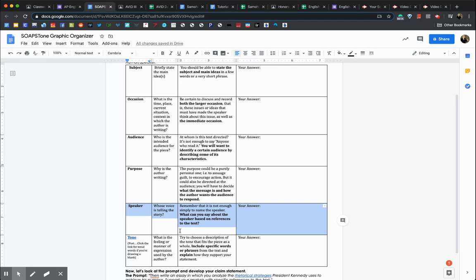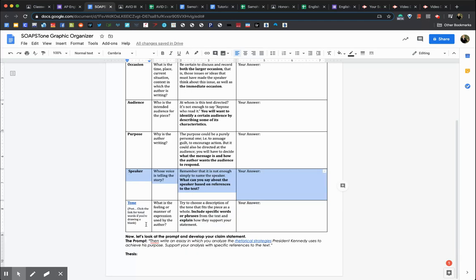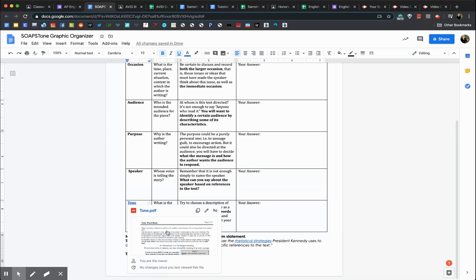Okay, so tone. This is where everyone blows it. This is where everyone goes, it's sad. He seems sarcastic. Give me more. So tone, and this is what I mean when I say I'm trying to set up a perfect archive for SOAPSTone, is that when you click on this, it will take you to a PDF of a bunch of tone words. So it's kind of an easy way for you to go through and go, okay, I don't know exactly what tone I want, but let me click on this and figure out what tones are orbiting what I want to say.